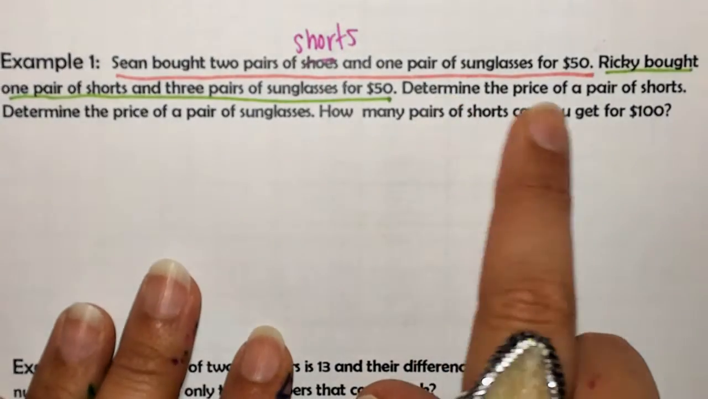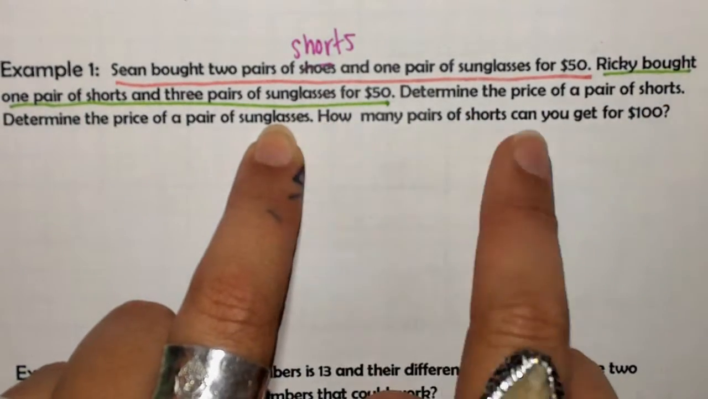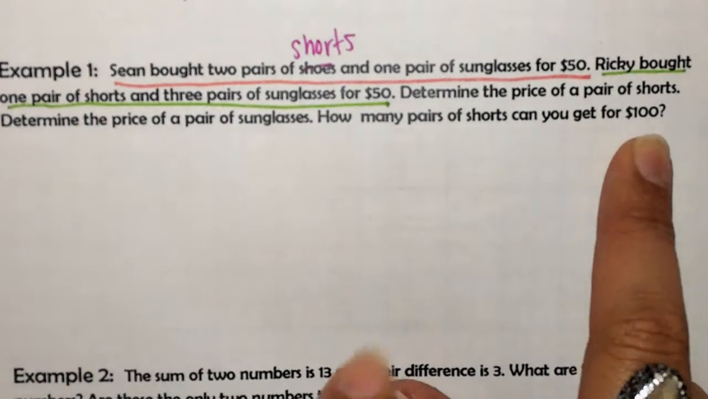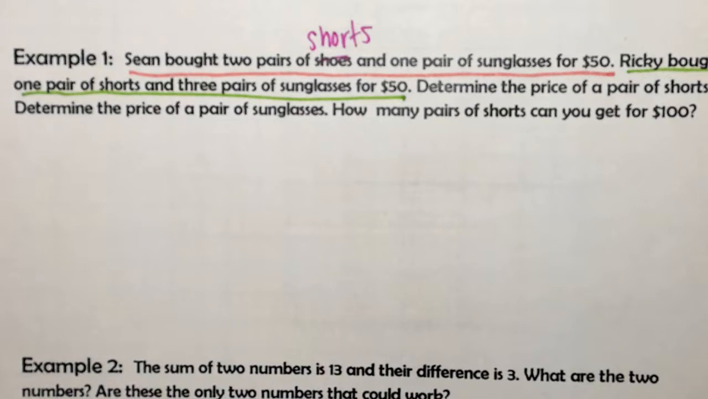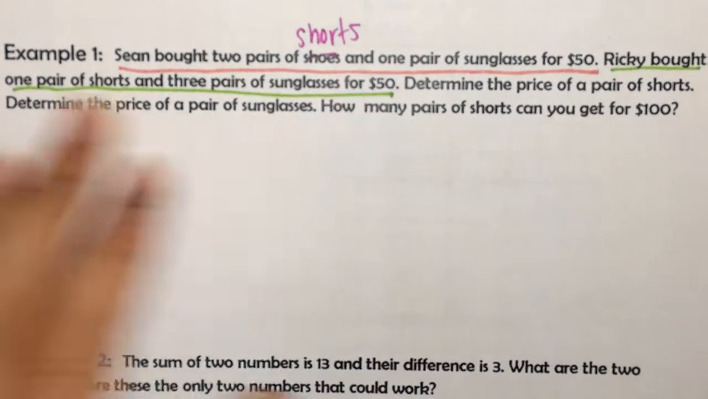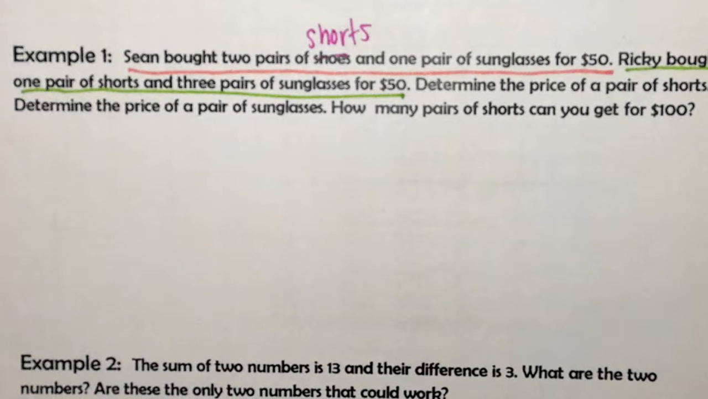And then it says, determine the price of a pair of shorts. Determine the price of a pair of sunglasses. How many pairs of shorts can you get for $100? So we're going to have 3 answers at the end. Is everybody ready? Miss Morris, do you want a copy so you don't have to write this down? Okay. All right, so let's start with Sean.